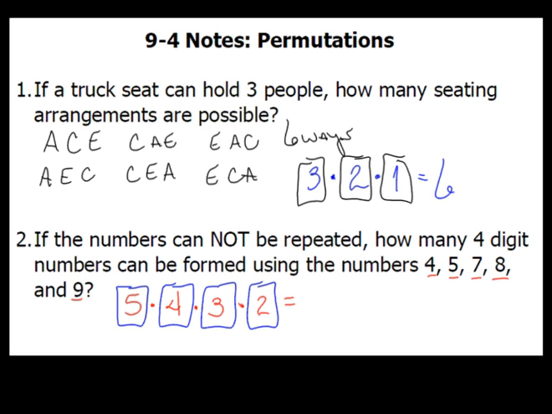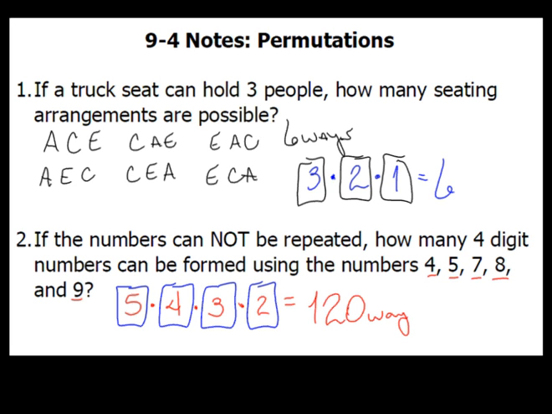I go through and I multiply these together. 5 times 4 times 3 times 2. And I see that there are 120 ways to make a 4-digit number when they're not repeated from those digits.